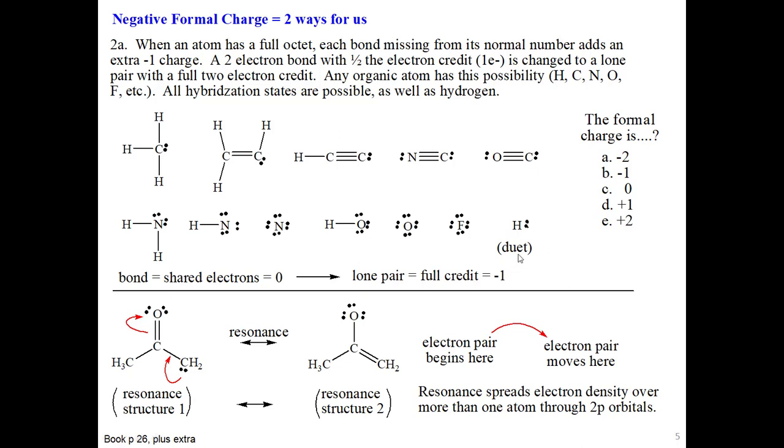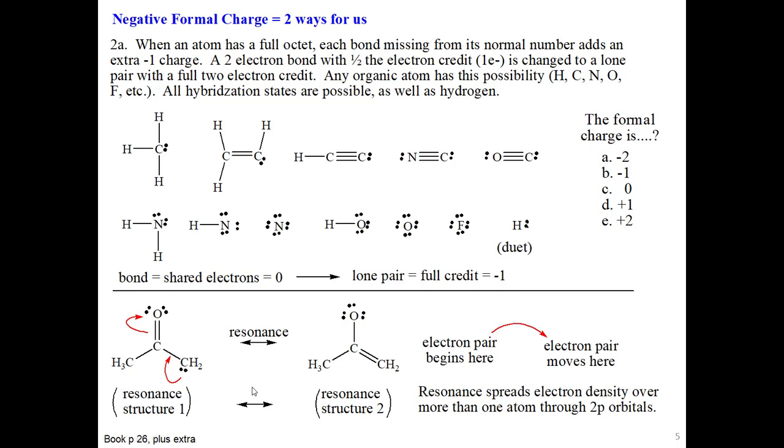We would call that a duet instead of an octet. Okay, so every time you go from a bond where the electrons are shared to a lone pair where an atom gets full credit, you're going to pick up a -1 charge for that extra lone pair.